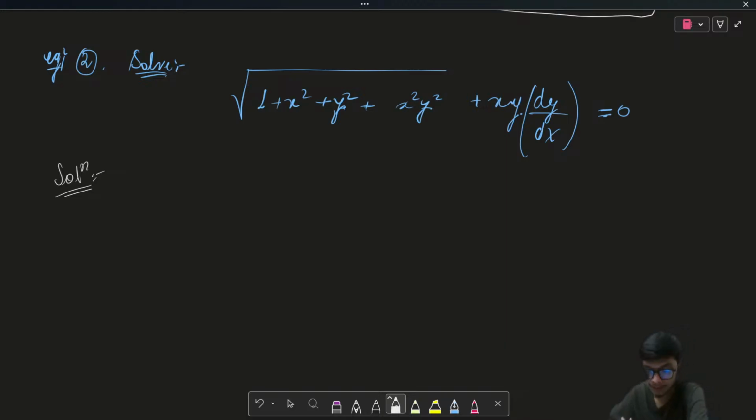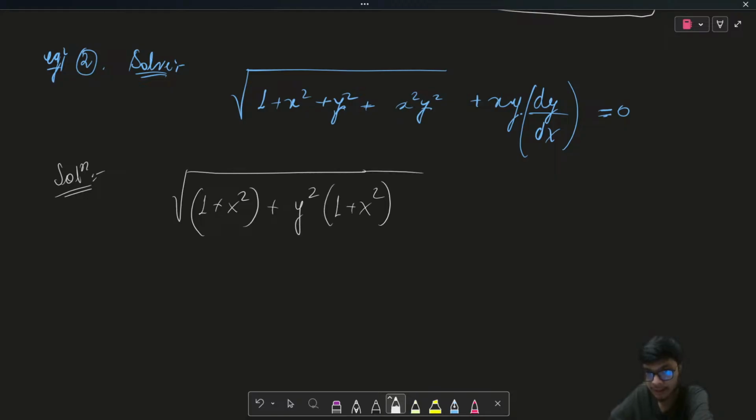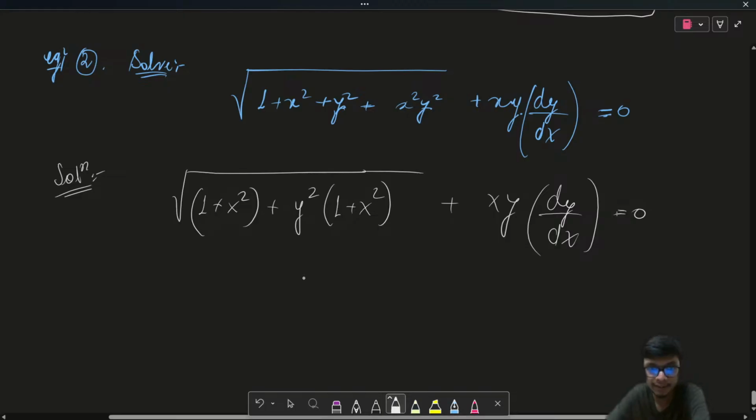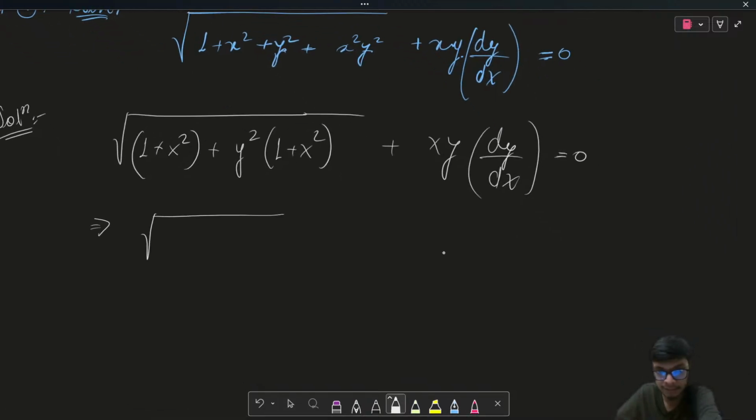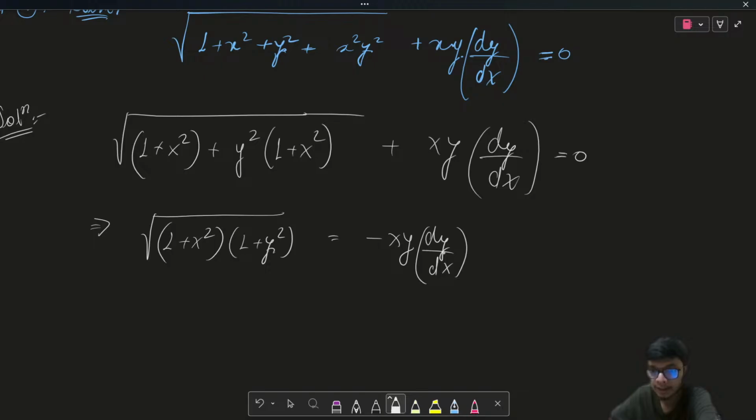So first of all, if you look carefully at this question, what you can see is that this square root term can be combined as 1 plus x squared plus, if I take y square as common, 1 plus x squared again, and then we have xy dy by dx, which is equal to 0. So I can combine and write it in product form, as square root of 1 plus x squared multiplied with 1 plus y square, which will be equal to minus of xy into dy by dx.